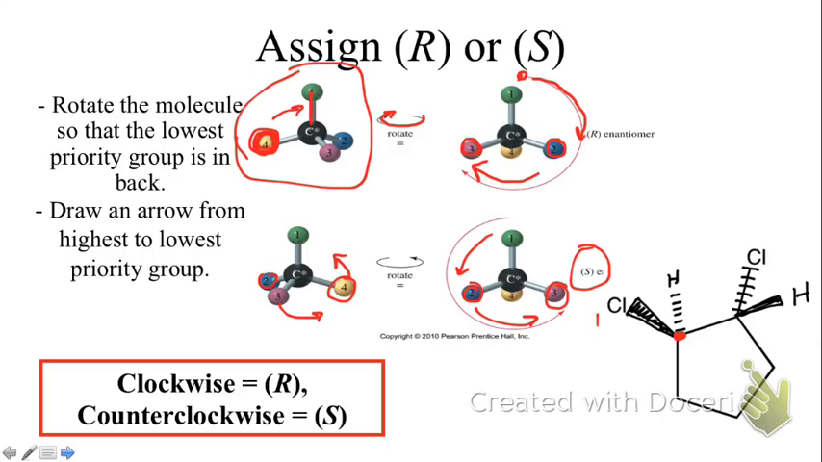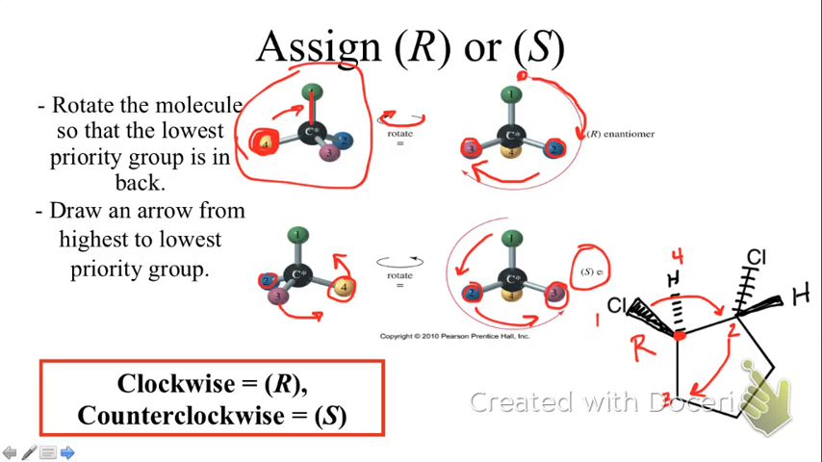Our chlorine group is still 1. Our hydrogen is going to be 4. As we went through before, we said that carbon is 2, that carbon is 3. You'll notice that our hydrogen, our lowest priority, is aimed away from us already, which means we don't have to do any fancy manipulations. We can just go through and assign. We're moving from 1 to 2, 2 to 3. Which direction have I moved? Clockwise. So we have the R isomer, or the R stereocenter at that position.